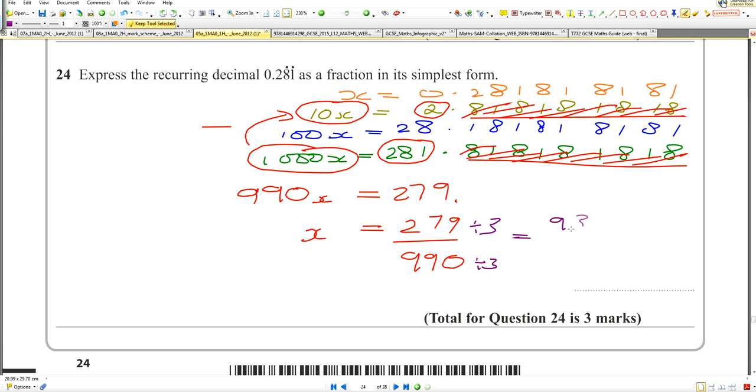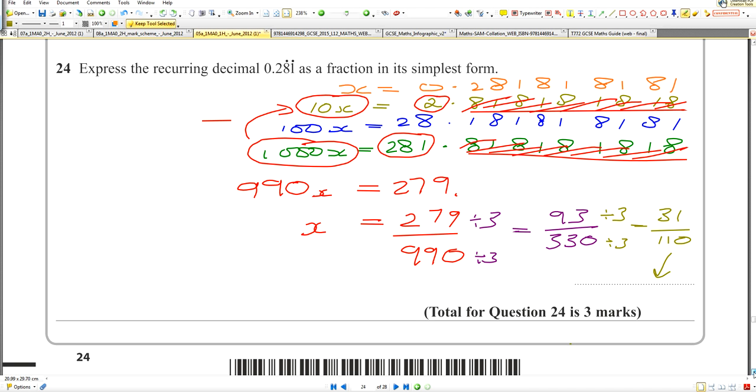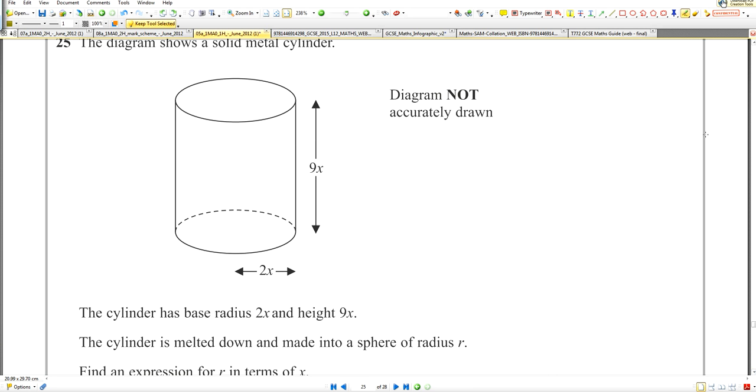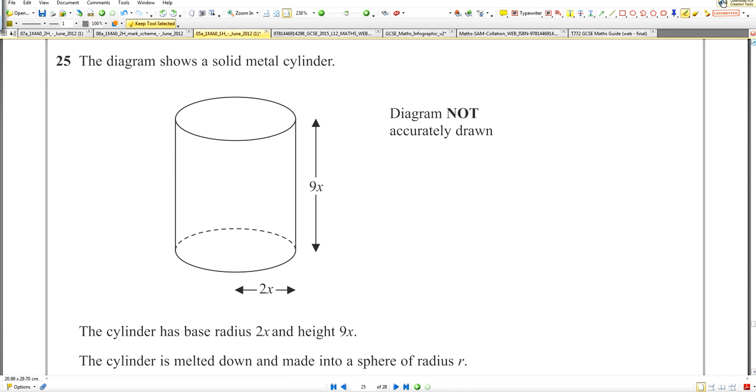93 over 330. Can we cancel it again? Yeah, by 3. What do we get now? 31 over 110. And then we can't do anymore. You sure? Yeah, 31 over 110. And so is that our final answer? Yeah. Okay, good. I think we've got quite a bit left now. We've got this one and the last one.